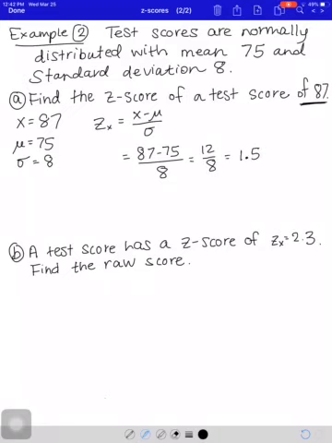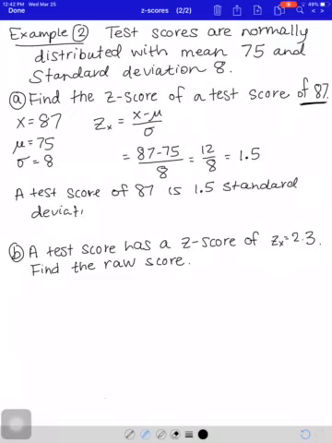This is equal to 1.5. So what this means is that a test score of 87 is 1.5 standard deviations above the mean. And we know that it's above the mean because our z-score is positive. If our z-score was negative, then we would know that it would be below the mean. Right.